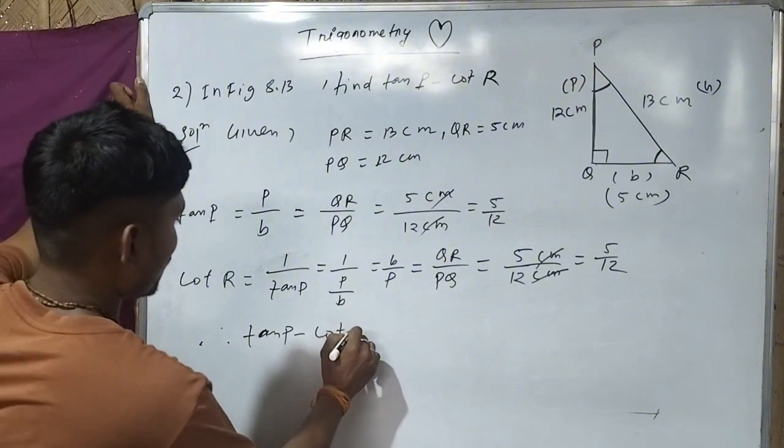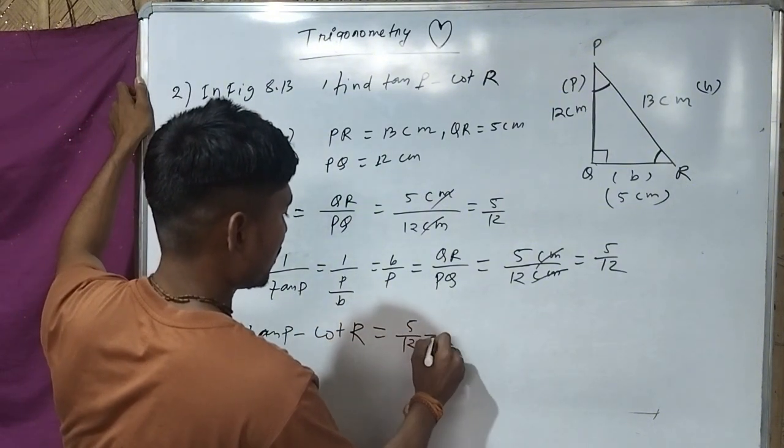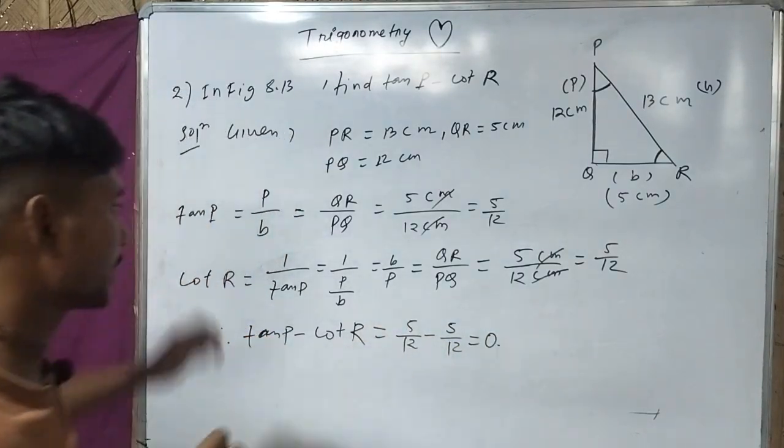Now put it: tan P minus cot R equal to how much do we get? 5 by 12 minus 5 by 12 equal to 0. I hope it is clear. Okay.